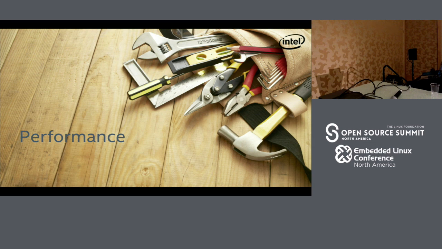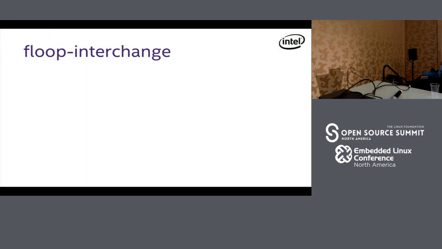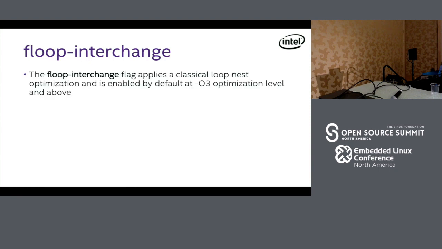Let's go for performance. Loop interchange. Well, I like this flag especially. Loop interchange is kind of an optimization for the nested loops that we have. It's enabled by default with -O3, and you might be telling me, with a point, Victor, you're at the Embedded Linux Conference. We barely use -O2, we mostly use -Os because we want to make our binary small instead of faster. It was, and correct me if I'm wrong, that was true 10 years ago. Today, embedded is not only about size, but also about speed.